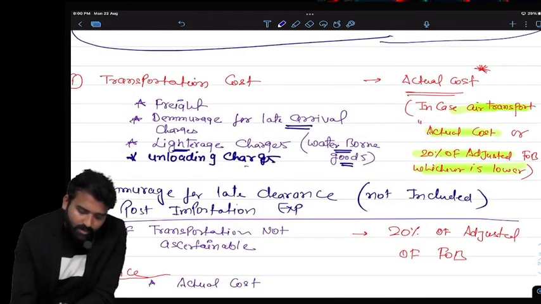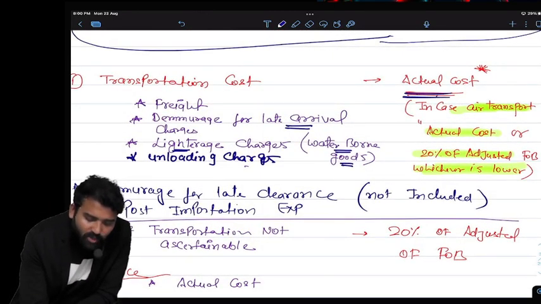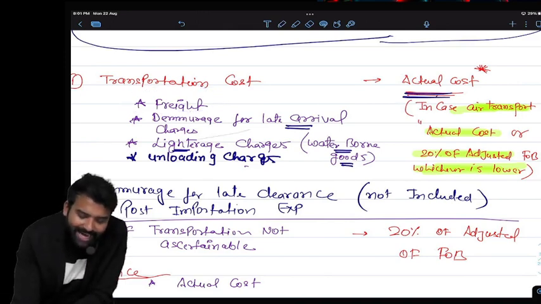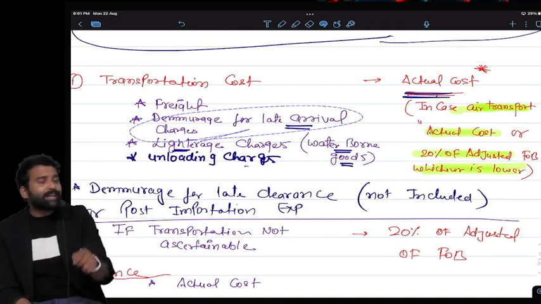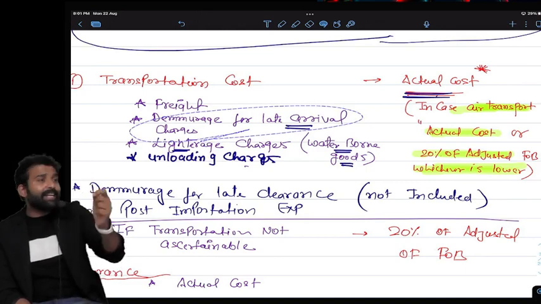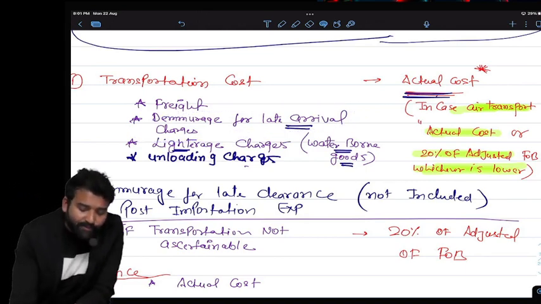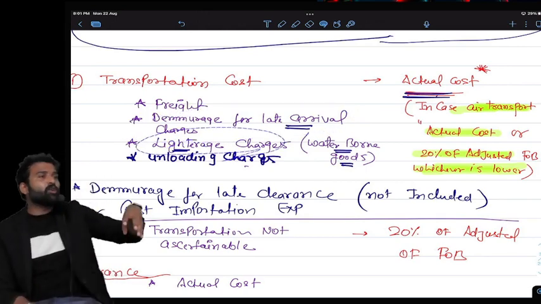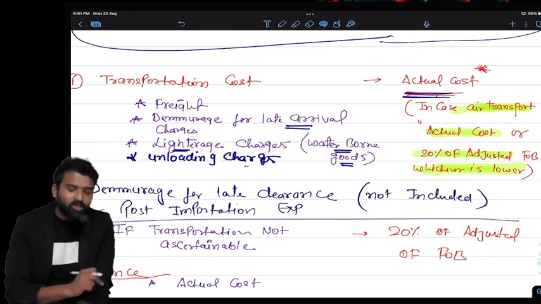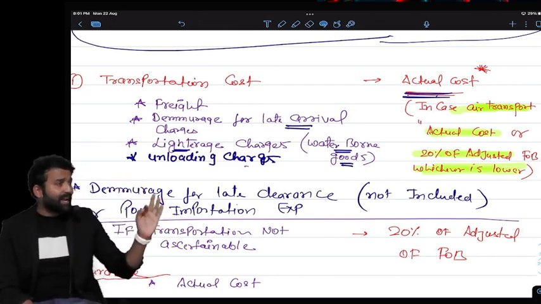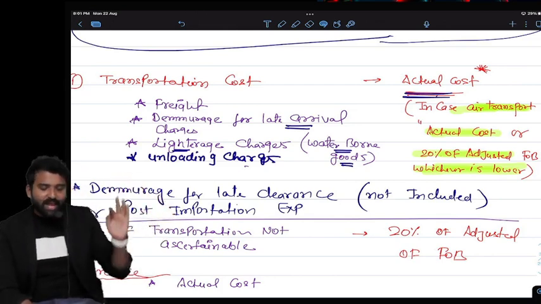Listen, I will add the actual cost of my freight. I will add the demurrage charges for late arrival. If demurrage charges are required to be paid for late arrival of the conveyance at the port, the Port Authority levies demurrage charges on the shipping company, and I have to pay those demurrage charges. That will be added. Lighterage charges for unloading the goods: I have to pay the lighterage charges, so that will also be added in my transportation cost. So the freight, demurrage for the late arrival of the conveyance, and lighterage charges will be added.